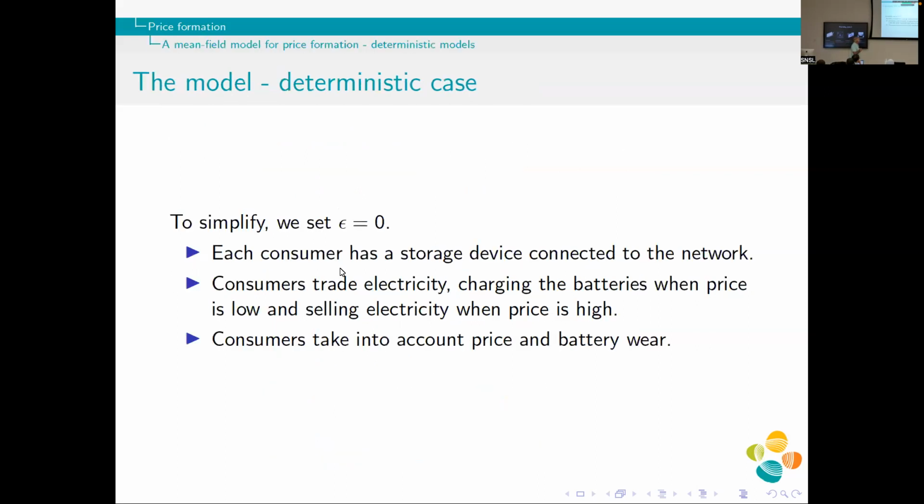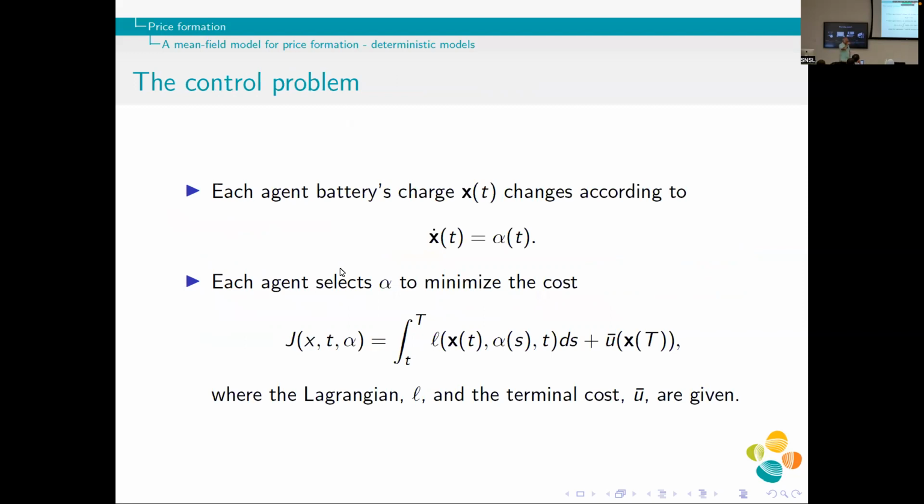Now, going back to the deterministic case, we have consumers who have a storage device connected to this network. They trade electricity, and you want to follow the old rule that you buy when the price is low and you sell when the price is high. The way this is set up mathematically is that you have a trading rate that you control, and you have a cost, which is an integral cost plus a terminal cost.